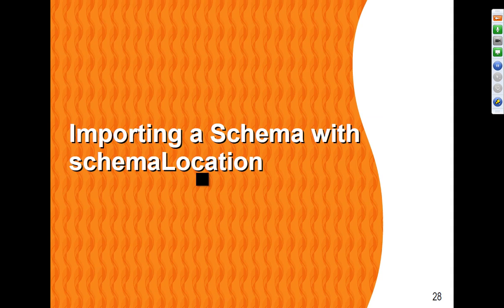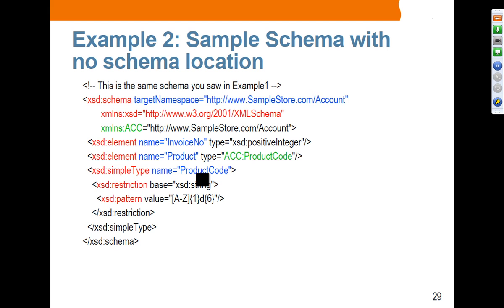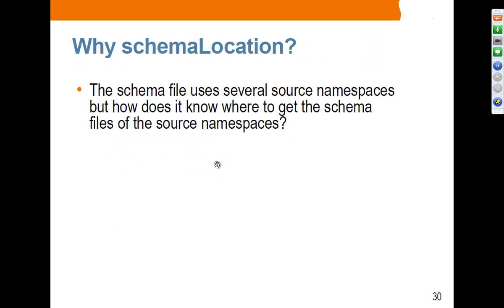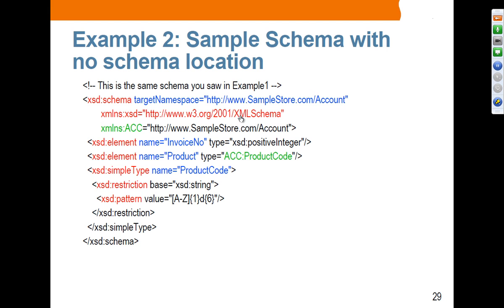All right, importing a schema with a schema location. Now this is the example. This is the same schema with no schema location. So there is no schema information here, because this is the schema itself. Okay, so that is the explanation. Now, what is a schema location? A schema file uses several source namespaces, but how does it know where to get the schema files of the source namespaces? So here we are using these two source namespaces, which means there has to be some XML schema document defining the elements in these namespaces, but we don't see any schema location for these two. Why?